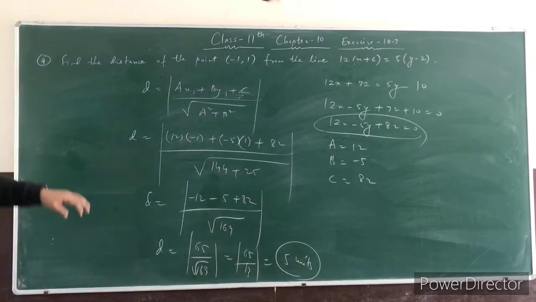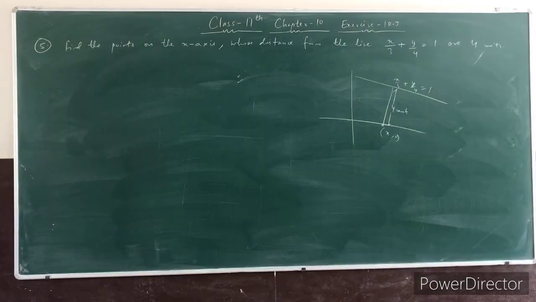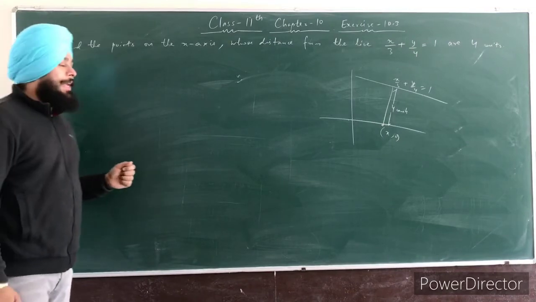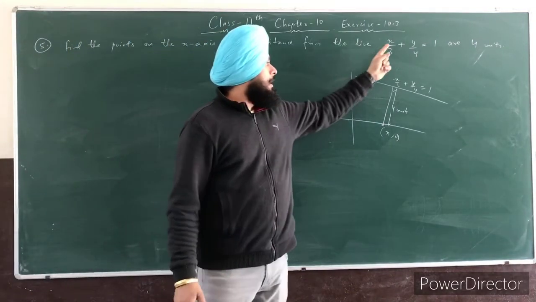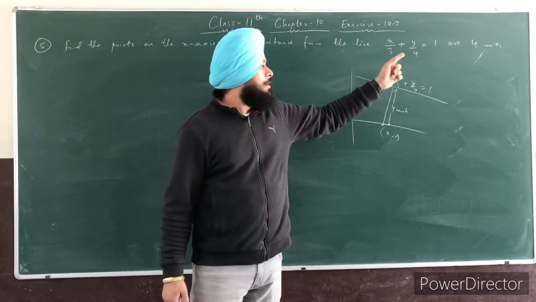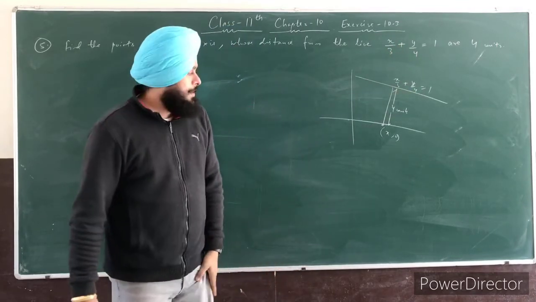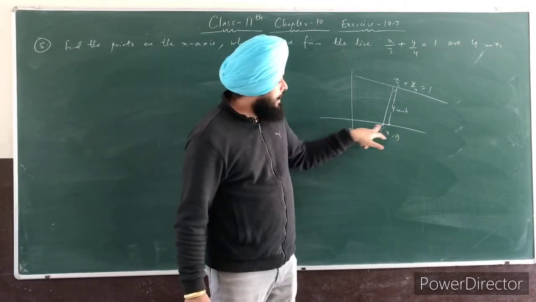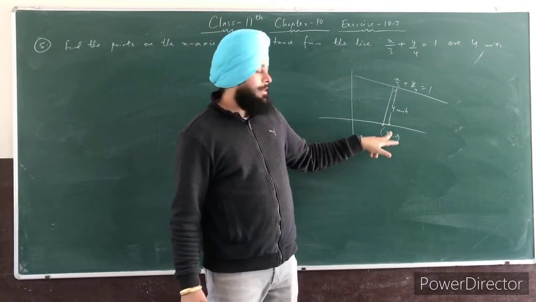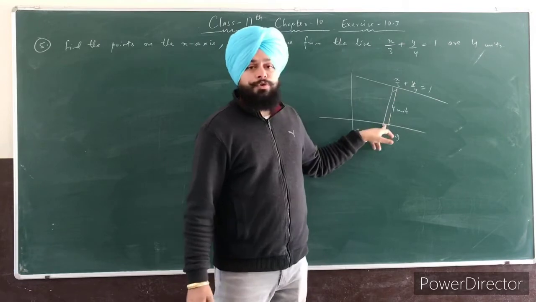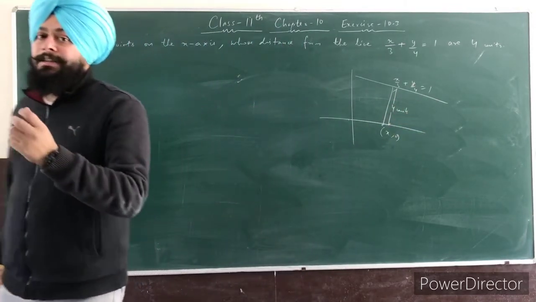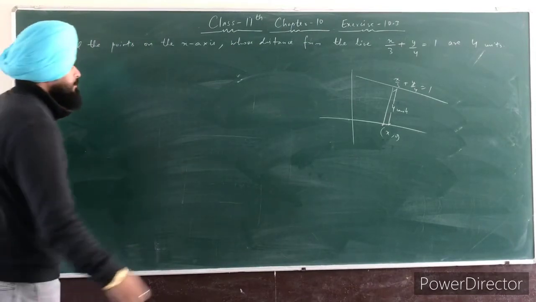Alright, so this is your question number 4. Next, this is your question number 5. Find the points on the x-axis whose distance from the line x/3 + y/4 = 1 is 4 units. You can see here the point is on which axis? The x-axis. So the point taken on the x-axis is (x, 0) and its distance from this line is 4 units. So we have to find the value of x, or you can say find the points on the x-axis.